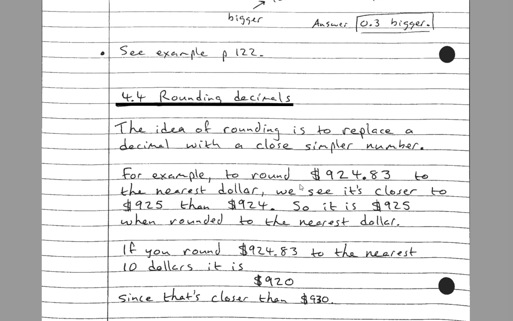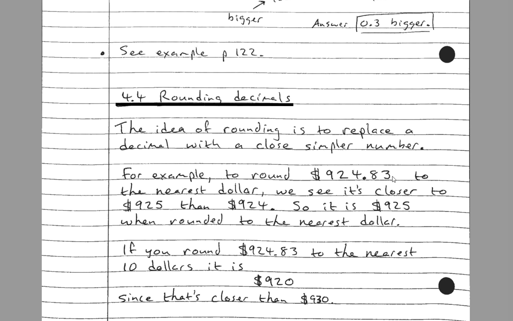Let's go back to our credit card balance. If we wanted to round this amount of money, $924.83, to the nearest dollar, well, which dollar amount is closer, $924 or $925 or $923?